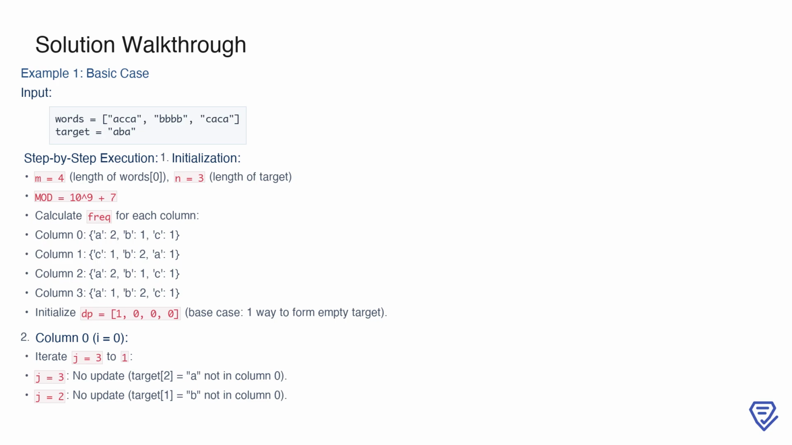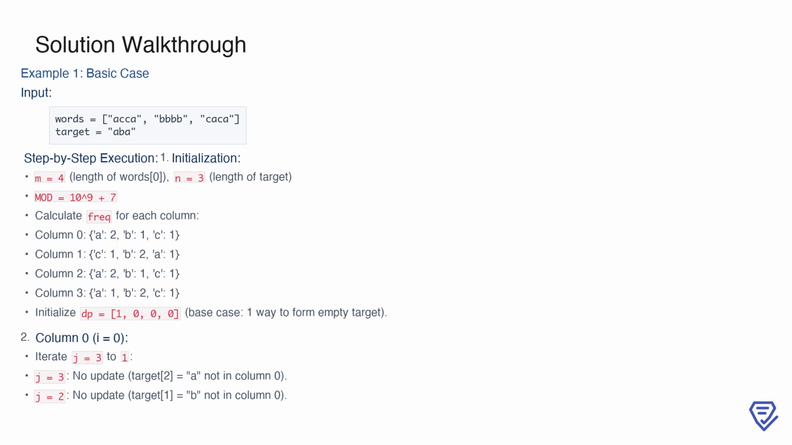Next, we calculate the frequency of each character in each column of the words. For column 0, we have a appearing 2 times, b 1 time, and c 1 time. Similarly, for column 1, c occurs once, b twice, and a once. We repeat this for all columns. Then, we initialize our dp array as 1, 0, 0, 0, which represents the number of ways to form substrings of the target of length 0 through 3. This is our base case, where there's exactly one way to form an empty target.